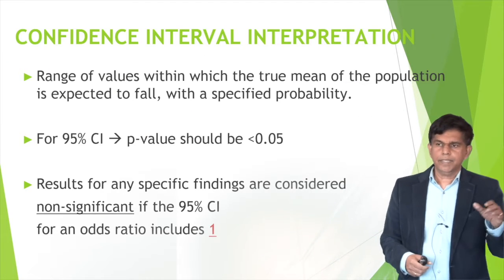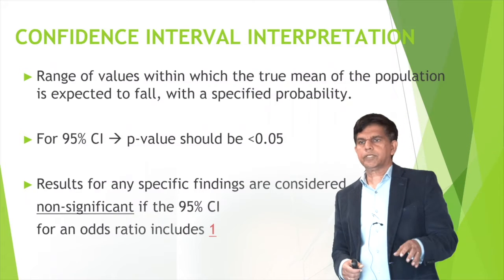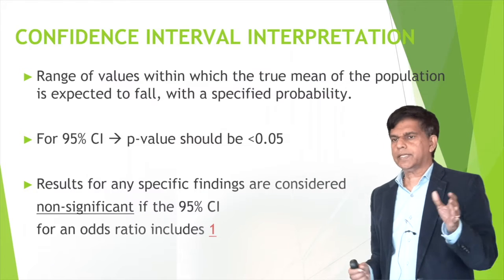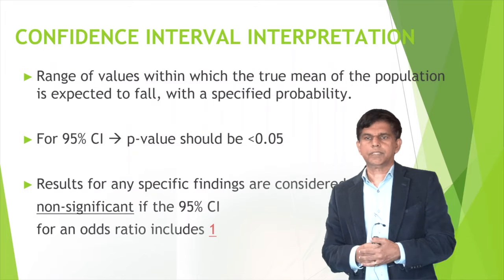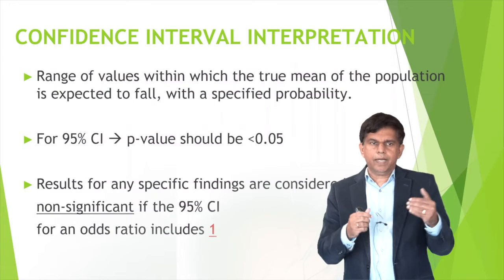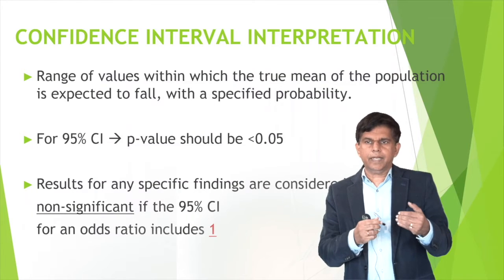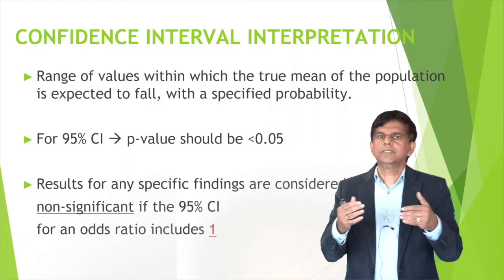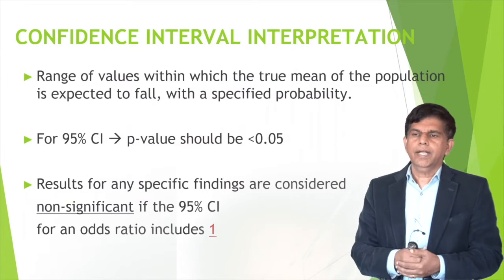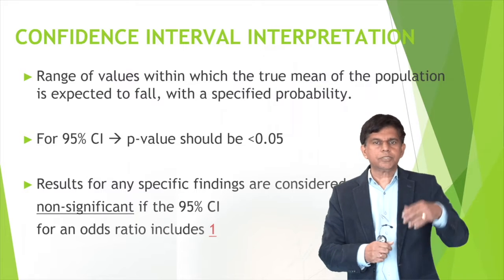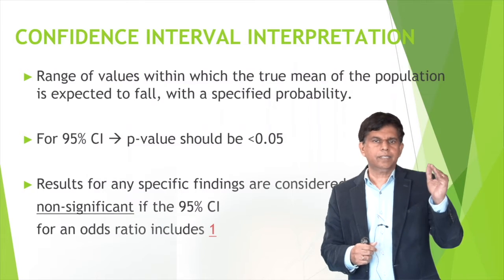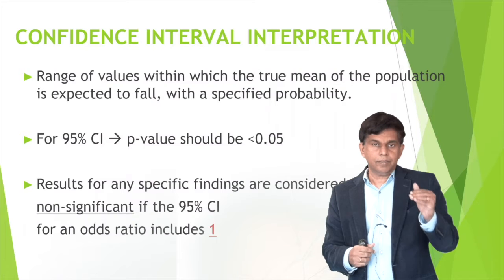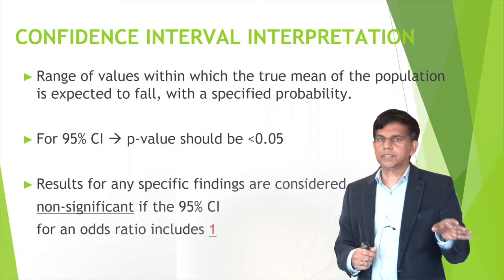Now, anytime you have an odds ratio, it's associated with a confidence interval. Let's say a 95% confidence interval. You're saying that 95% of the time, the odds ratio lies between those ranges. And it should not include 1, because it's a ratio. 1 is not significant, right?